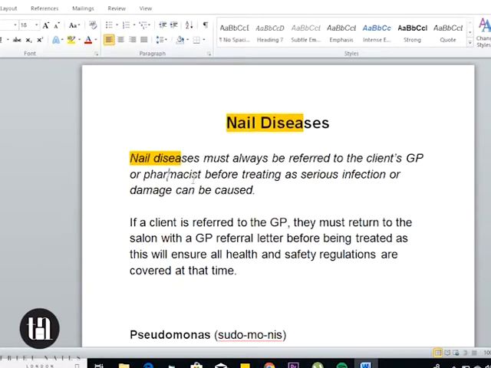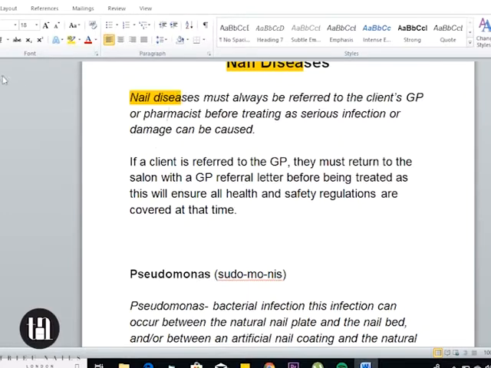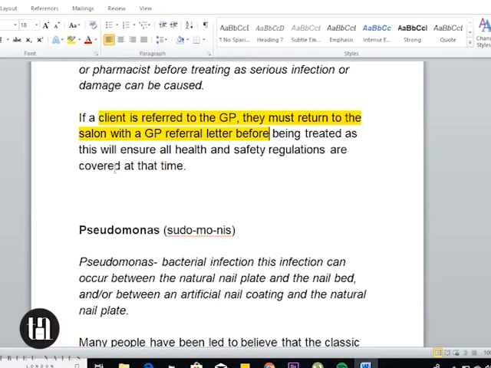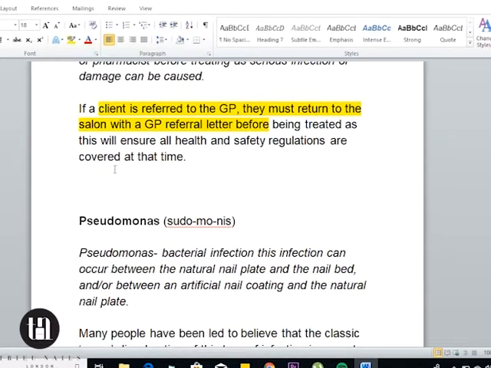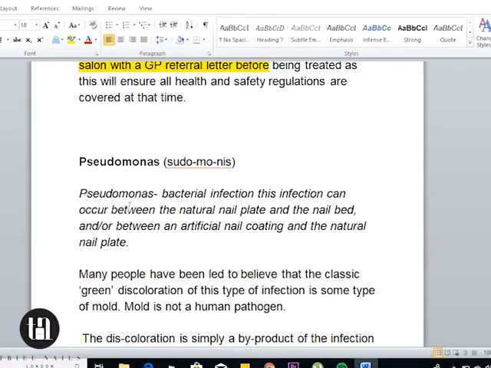Nail diseases must always be referred to a client's GP or pharmacist before treating, as a serious infection or damage can actually be caused. So if a client is referred to a GP, they must return with a GP referral letter before being treated. As I said in the previous video, I will not be including images. This is something for you to Google so that you're aware of. You can simply type the spelling into Google Images and look at a range of nail diseases.